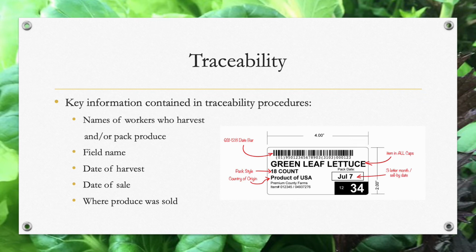Some key information that's used in traceability procedures. If you have a large work crew, the names of the workers who harvest and pack produce can be on a label. Obviously, the field name in this case would be less likely to be field, more likely to be building name. The date of the harvest. If the date of the sale or pickup or drop-off is different from the date of the harvest, then you would also want that on the label. And then where the produce was sold to.